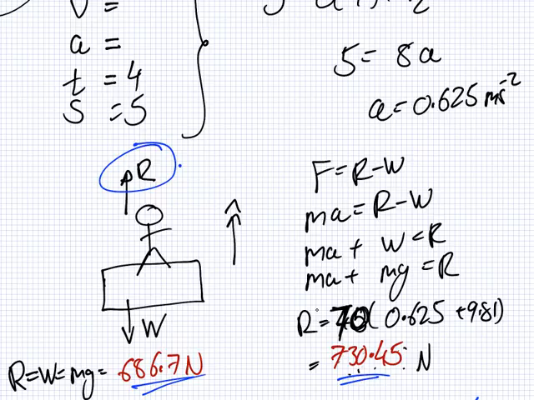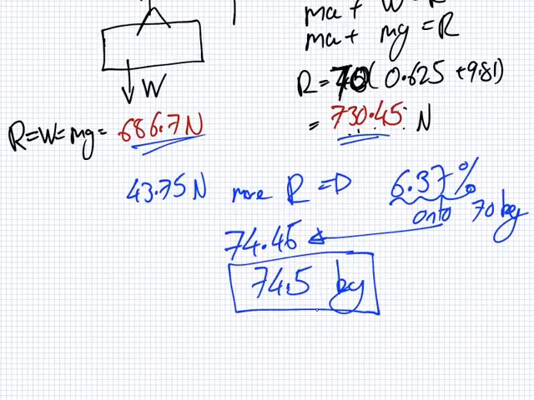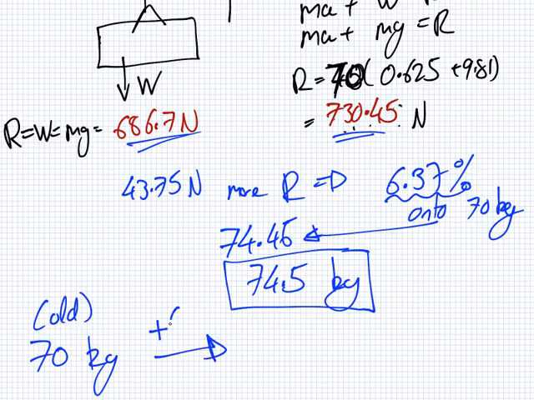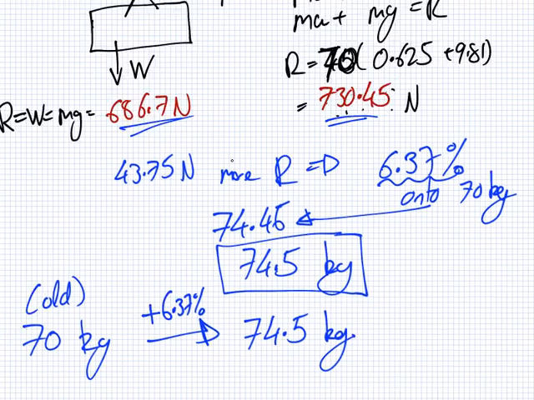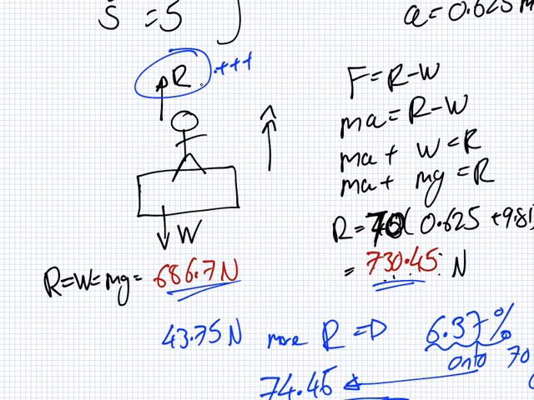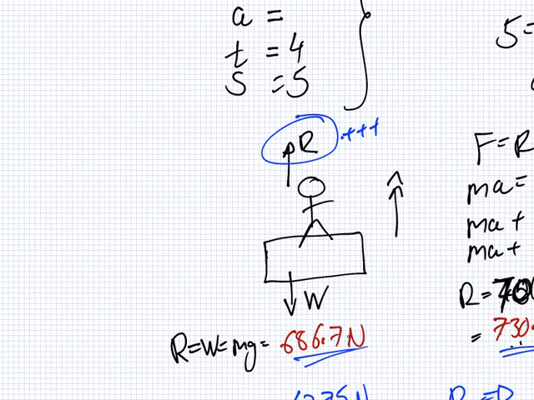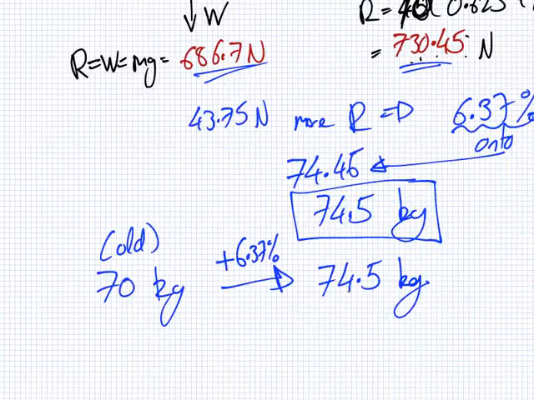Alright, can I close this? Wait, can you say again? 5, 37. What about it? No, I mean the final answer. Final answer, yeah. So what you do is you take 70 kg, this is the old mass, and then you increase it by 6.37% to become 74.5 kilograms. This is bigger than it should be because it's moving up. The weighing scale thinks he's heavier and so has more mass. He doesn't though.